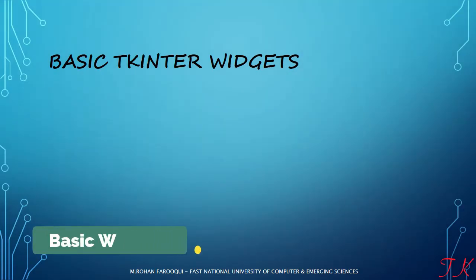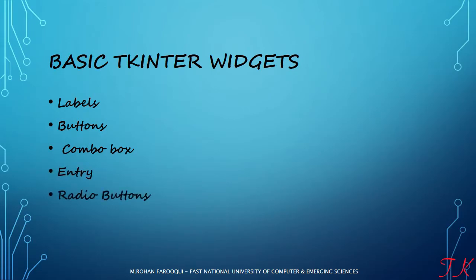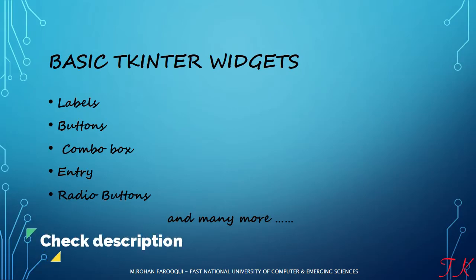I have mentioned here some basic Tkinter widgets like labels, which are used to display text or images. Here are buttons, combo box, entry which is used to take input, and radio buttons. There are many more Tkinter widgets. There are a total of 19 Tkinter widgets. I have given the link in the description. You can check all the Tkinter widgets on that link.